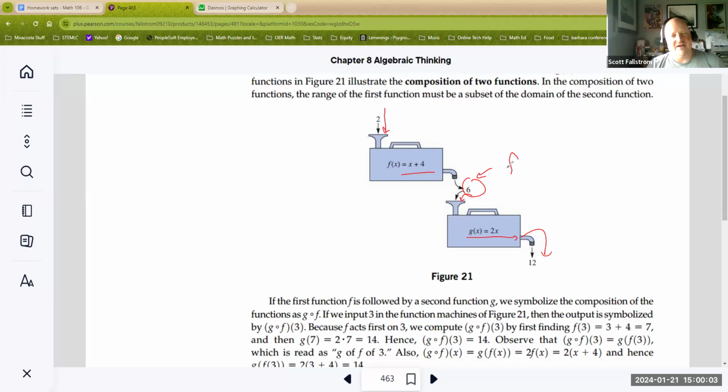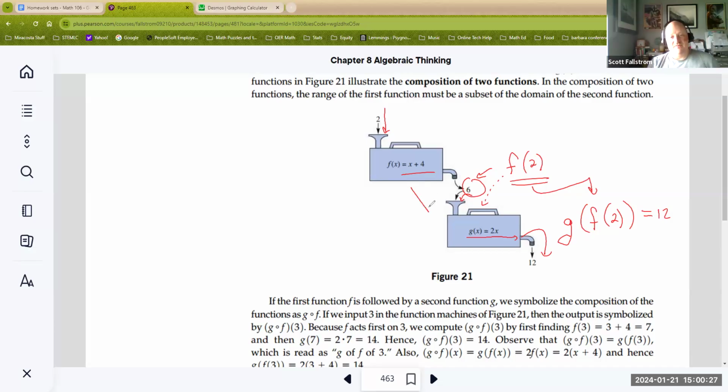The way we write this is we are actually finding, the first thing we're finding right here is f of 2. And then that is going into the next function and giving us the 12. So what we really have now is g of this input. So it's g of f of 2. And that's what equals 12.